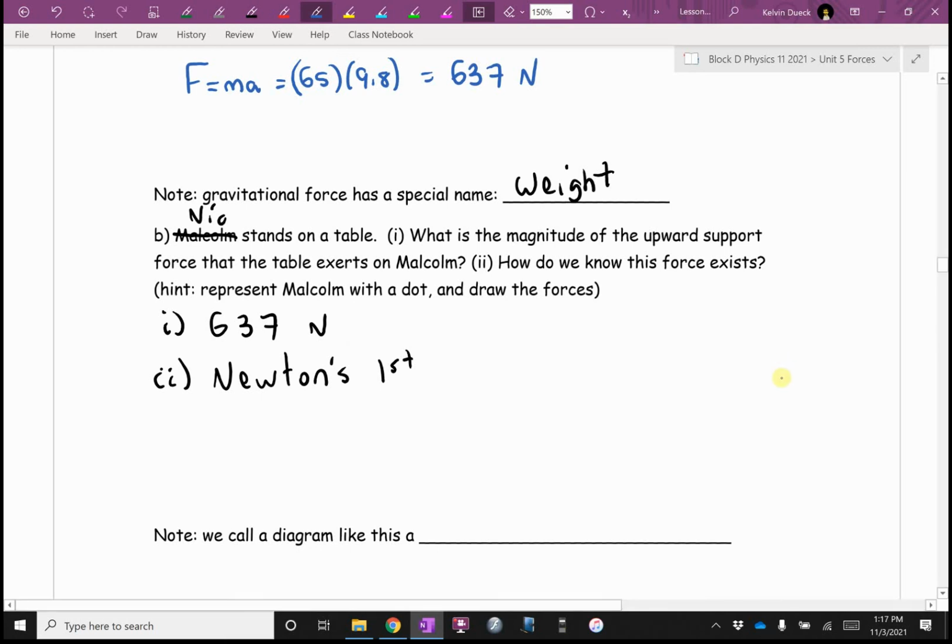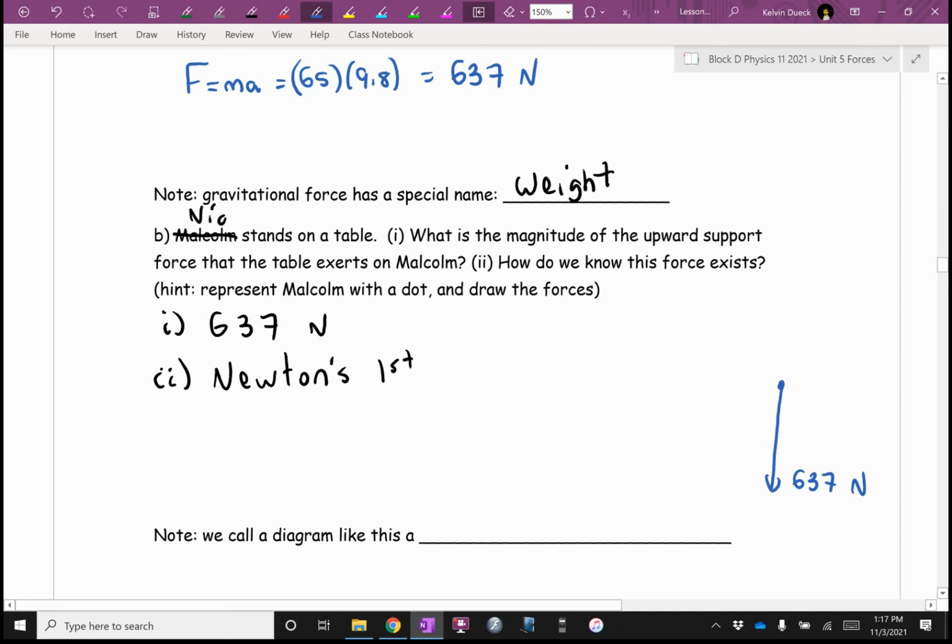We're going to do a whole lesson on it, but I'd like you to draw a little dot. That's Nick. Everybody, draw a little dot. Okay? What are the forces acting on Nick? Get the obvious one. It starts with letter G. Draw an arrow pointing down, and we're going to label that with 637 newtons.